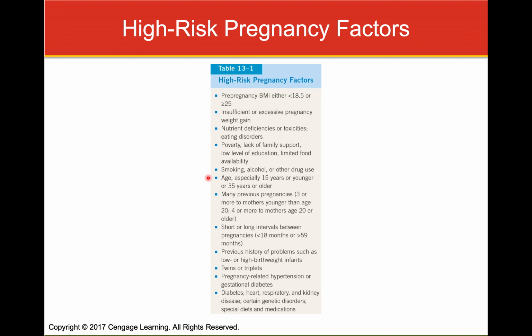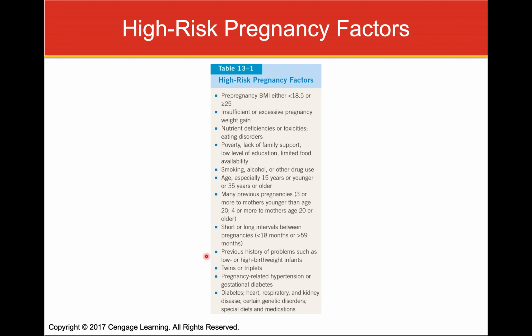Age, so if you're under 15 or over 35, that automatically makes you high risk. The more pregnancies you have, the more high risk you become. The shorter duration or interval between pregnancies is going to increase your risk, so less than 18 months apart leads to a high risk pregnancy, or more than 59 months apart. So if your babies are spread far out, it seems that there's this sweet spot in between 18 months and 59 months.